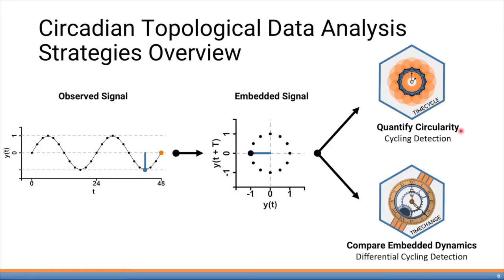Now that we have a sense of Takens' theorem and how time delay embedding works, our next step is to identify genes that are cycling, as well as genes that are differentially cycling between experimental conditions. As the goals of each method are different, the analysis strategies at this point diverge. Time cycle works by quantifying the degree of circularity of the embedded signal, while time change will work to quantify the difference between the embeddings of the same genes in each experimental condition. For now, I'll focus on time cycle and return to time change.